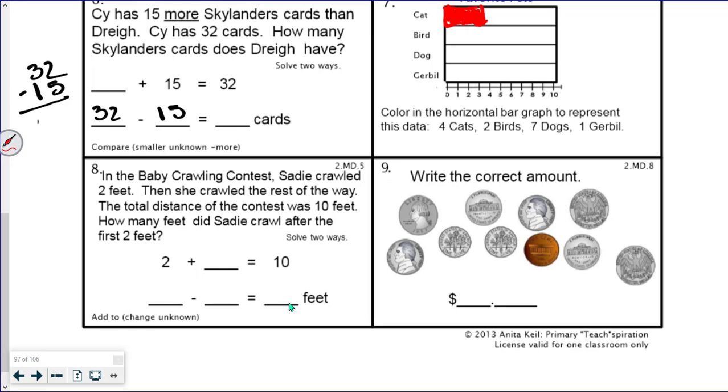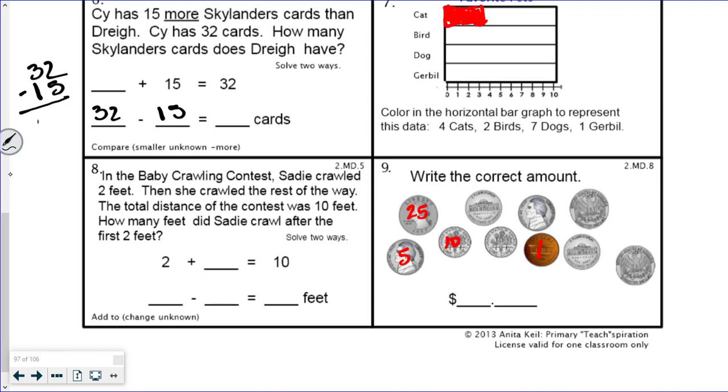And your last problem, number 9, now that you're done with number 8, is write the correct amount. Remember, use the strategy. Write the amounts on the coins, okay? So there's a quarter, a nickel, a dime, and then obviously a penny. So go ahead and pause your video and do number 9.